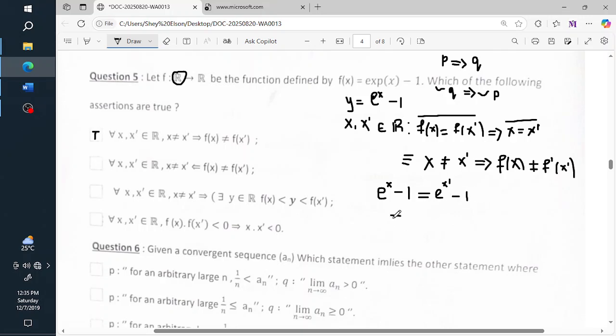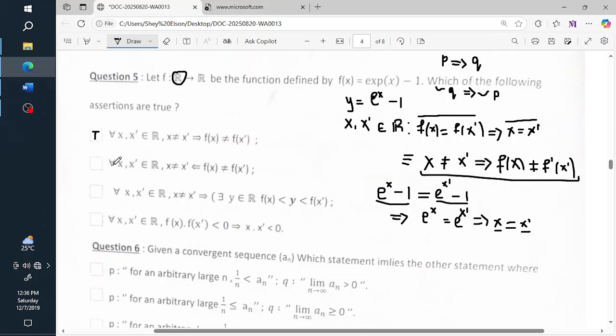But let us see what this actually means. So negative 1 cancels on both sides, and we just have e to the x equal to e to the x prime. Now in indices, when the bases are the same, we just equate their powers. So from here we are very certain that x will be equal to x prime. So we clearly see that f of x equal to f of x prime implies x is equal to x prime. But this is also the equivalence, which makes the function injective. So the first assertion is true.